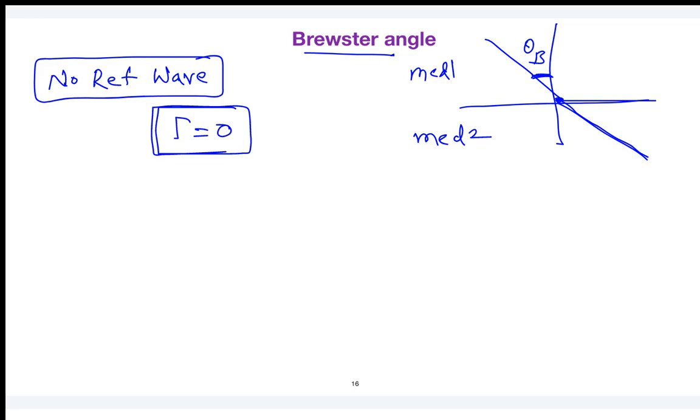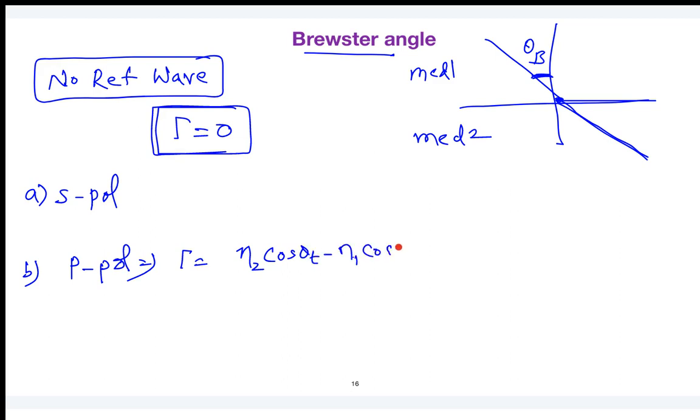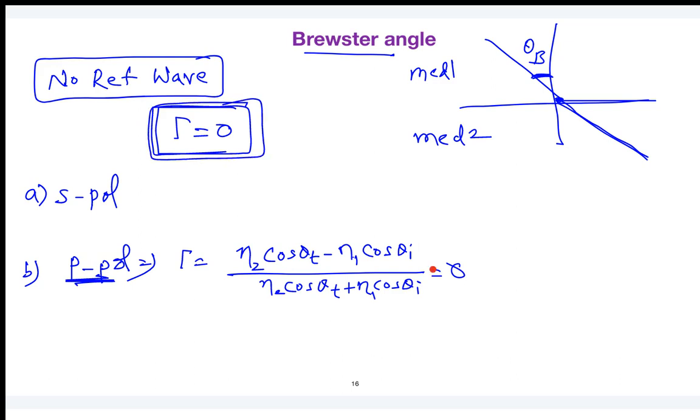Okay, I will come to the S polarized separately. First, I will see what will happen when you equate for P polarized. So what is the reflection coefficient I gave? Just now we have solved that. Eta 2 cos theta t minus eta 1 cos theta i by eta 2 cos theta t plus eta 1 cos theta i is equal to 0. So for P polarized wave, if the Brewster angle has to exist, your gamma has to become equal to 0. Okay, now once you proceed here, what happens? Eta 2 cos theta t minus eta 1 cos theta i is equal to 0.